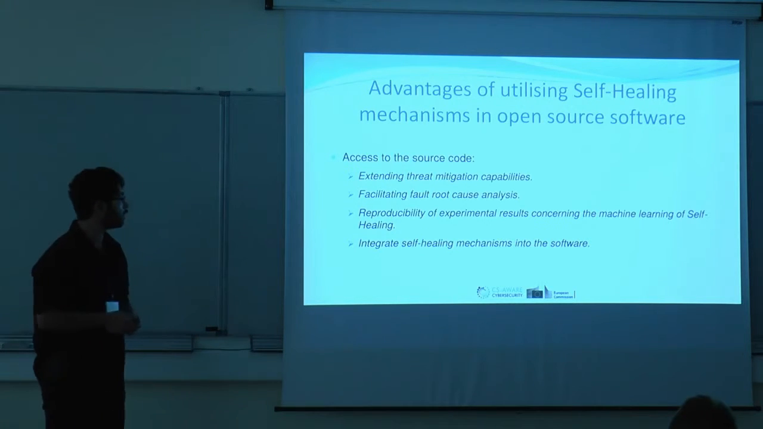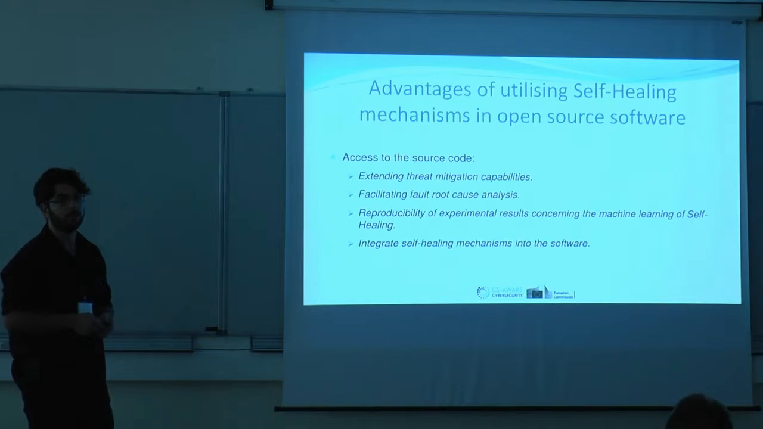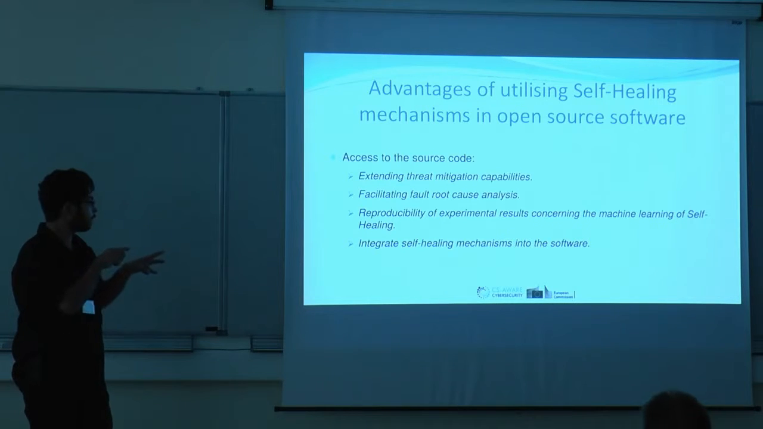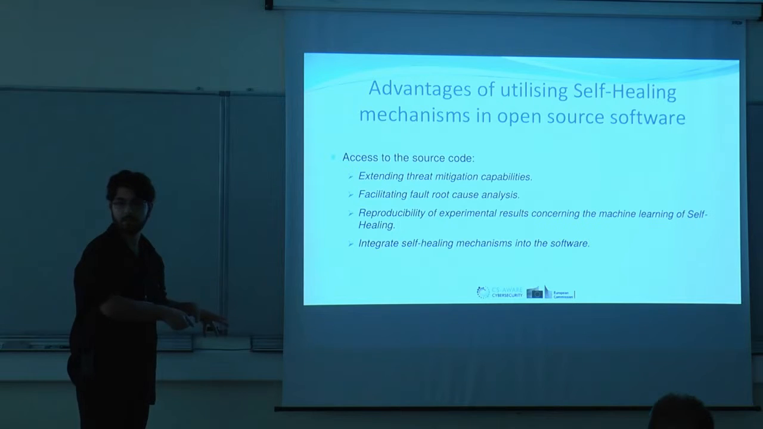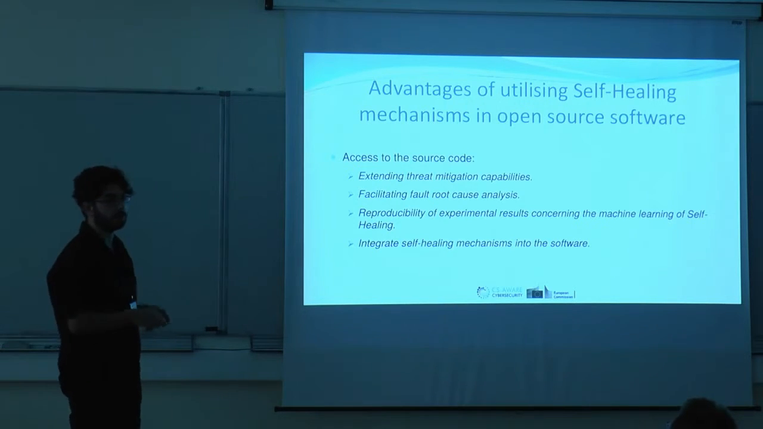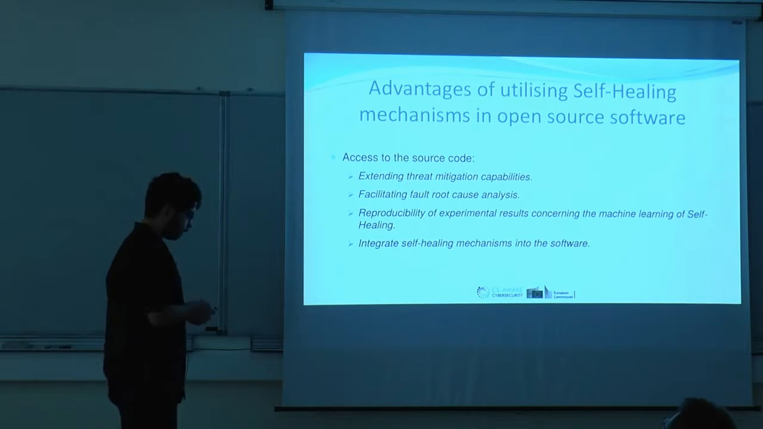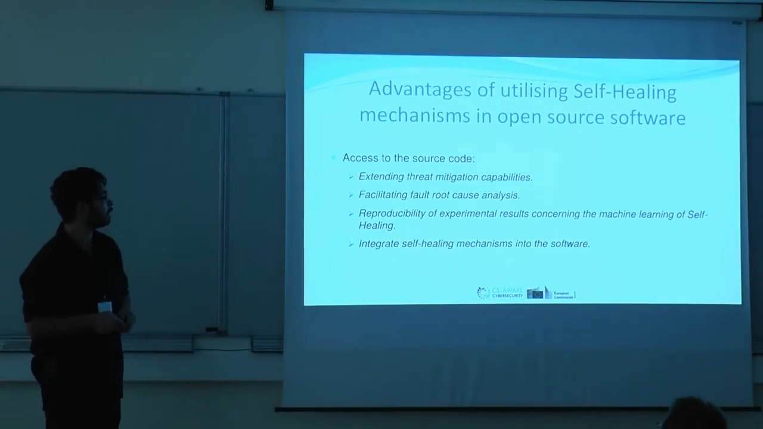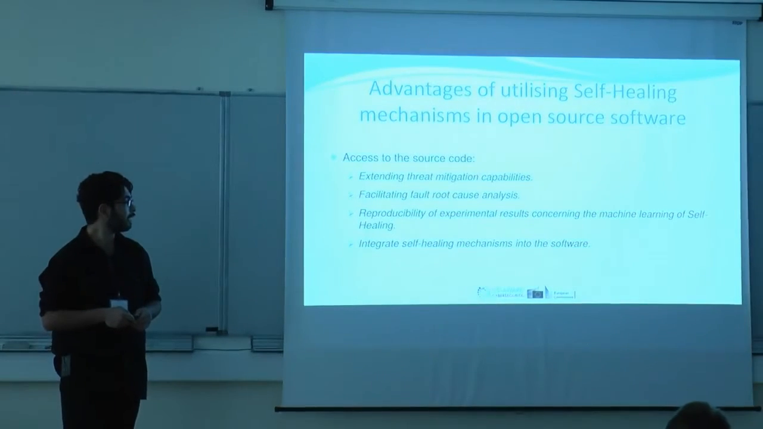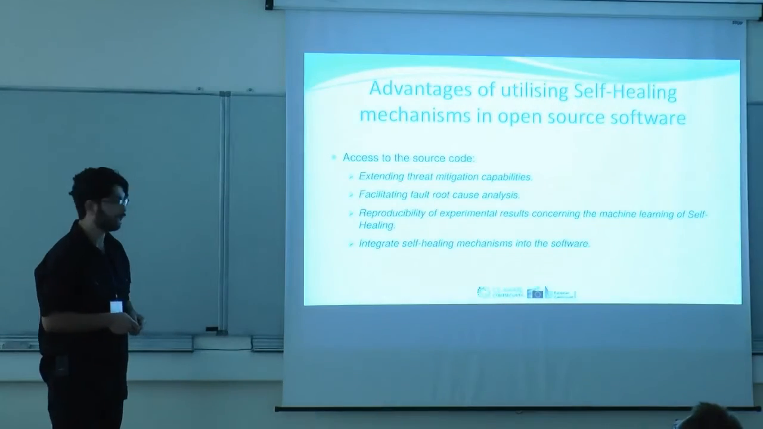Facilitating fault root cause analysis means that we know that we have a threat and where it comes from, which is the source, which is the root. And if the root cause is in the source, we are able to detect it just because we are able to access the code. Really important here, reproducibility of experimental results concerning the machine learning of self-healing.